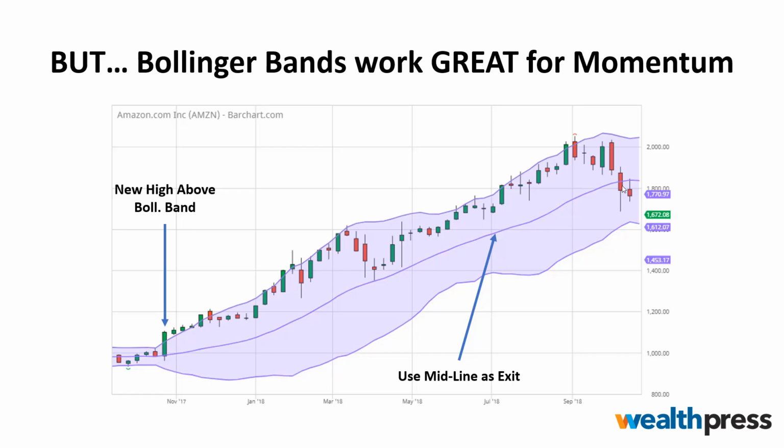As a matter of fact, some of my best trading strategies when I was an institutional trader involved using a 90-day Bollinger Band and buying above the high and selling below the low.